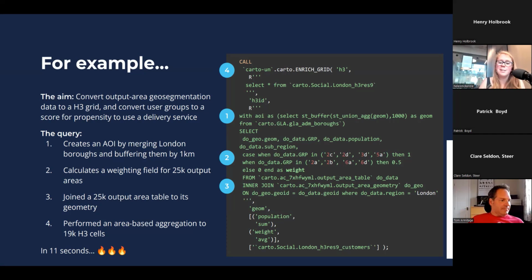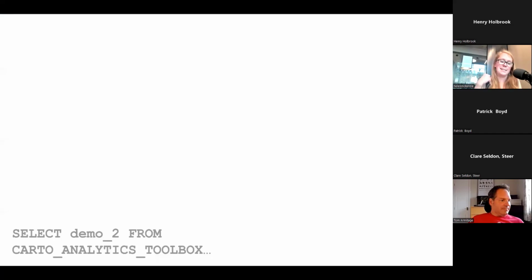And then the final thing we do is perform that area-based intersection that I was talking about before to 19,000 hexagonal cells. So those are some big numbers, some big data that we're talking about here. But it only took 11 seconds to run, which is just incredible. If I was using desktop GIS, it would probably take me a couple of hours. I might get something wrong and have to run it all again, because I'm the biggest typo person in the world. So it makes things so much faster.